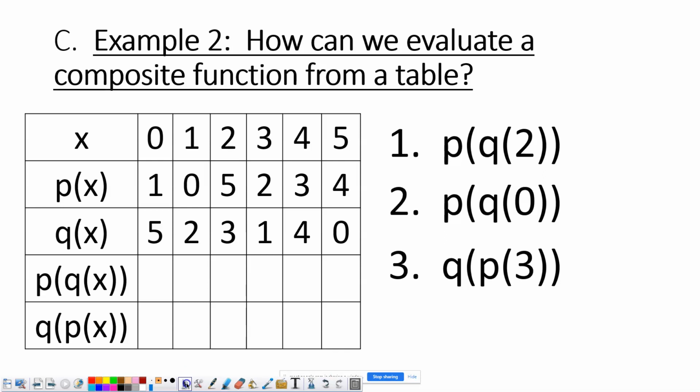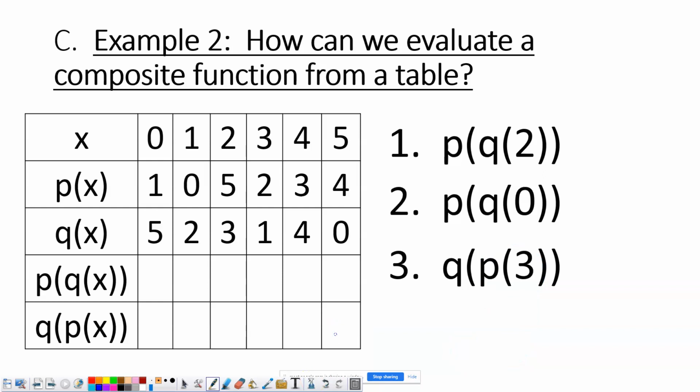All right, next one. Let's see. Q of P of 3. So first of all, let's do P of 3. P of 3 is 2. Now I need to do Q of 2. Q of 2 is 3. All right, so that's the basic idea.